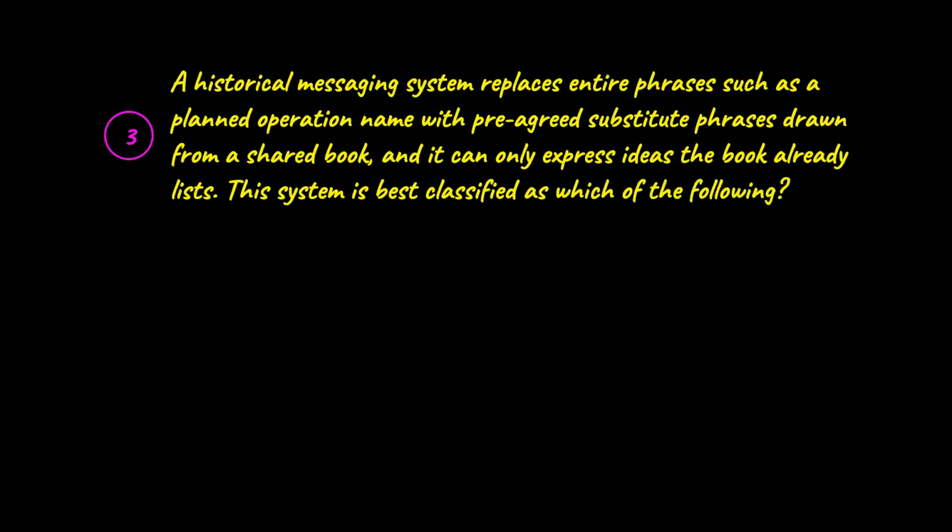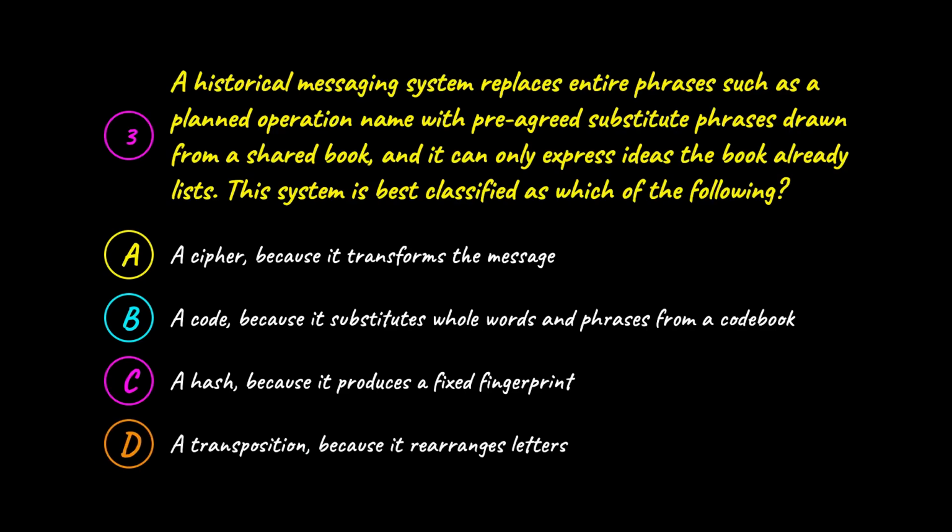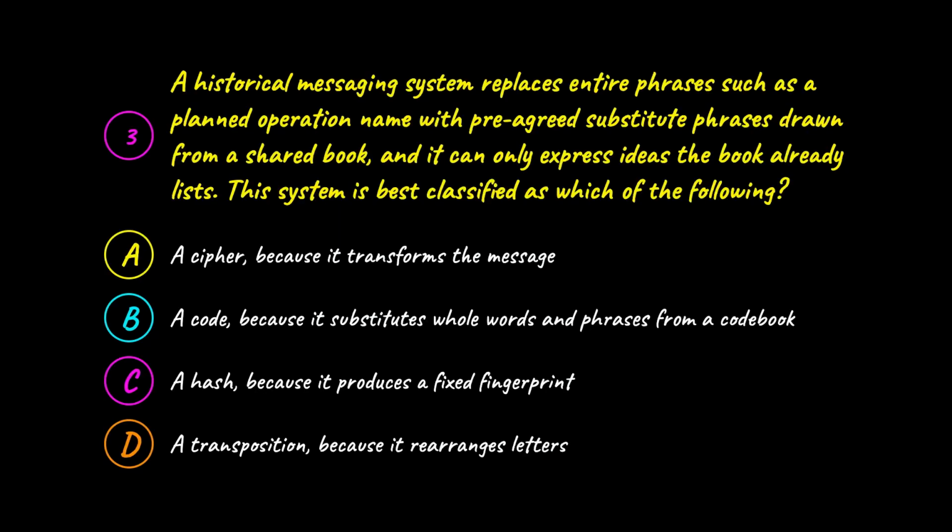Your options are A. A cipher, because it transforms the message. B. A code, because it substitutes whole words and phrases from a code book. C. A hash, because it produces a fixed fingerprint. D. A transposition, because it rearranges letters. Before I reveal it, which one do you think is right?